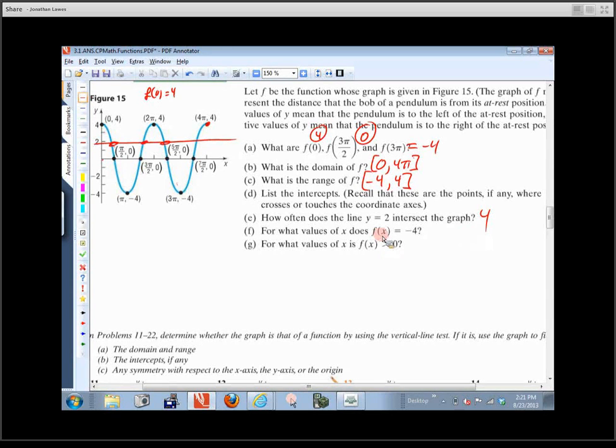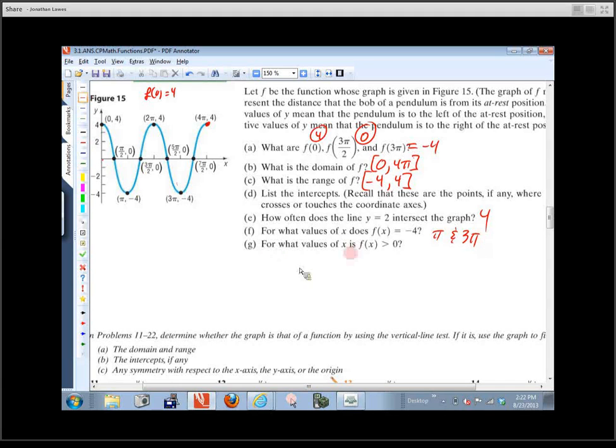Okay, take a look at this one. Are they giving me the x value or the y value? They're giving me the y value. So it's saying for what values of x does f of x equal -4? So what this is saying is, where can I be on this graph and have a function value of -4? Tell me when I'm there. Right there. What's the x value? Pi. Tell me when I'm there again. Right there. What's the x value? So pi and 3 pi.